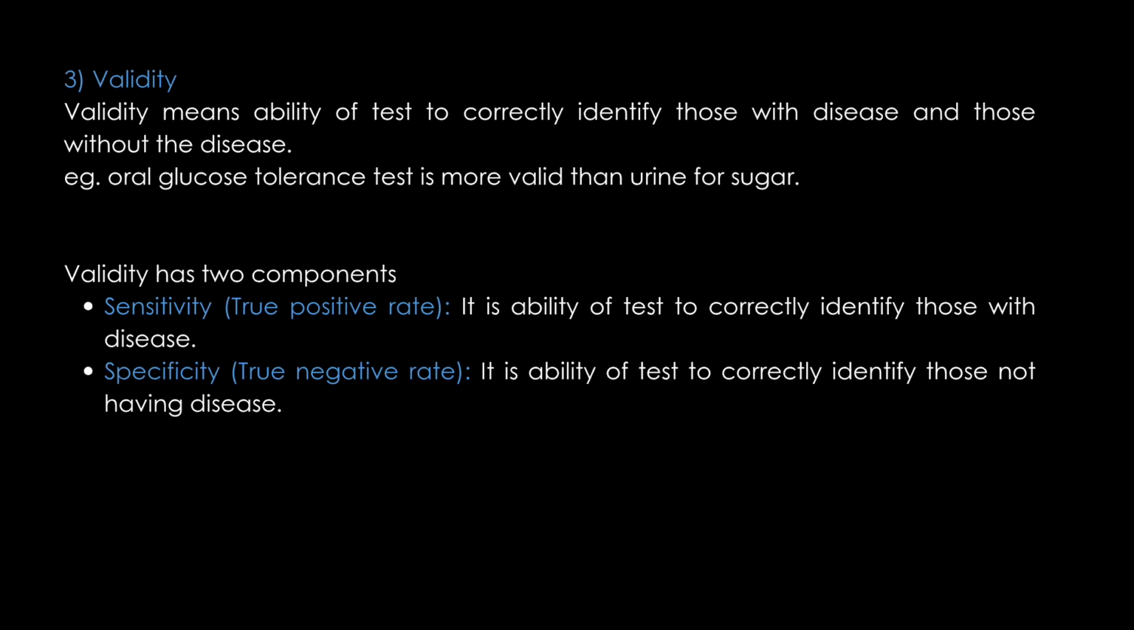Third is validity. Validity means the ability of a test to correctly identify those with disease and those without disease. For example, the oral glucose tolerance test is more valid than urine for sugar. Now this has two components, sensitivity and specificity. Sensitivity is also the true positive rate. It is the ability of a test to correctly identify those with the disease. Specificity is the true negative rate. It is the ability of a test to correctly identify those not having the disease.